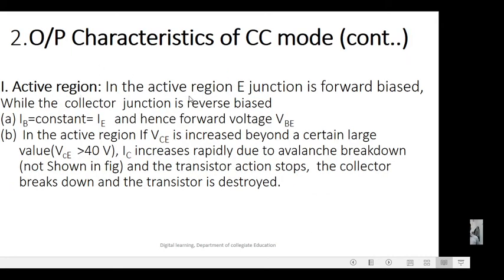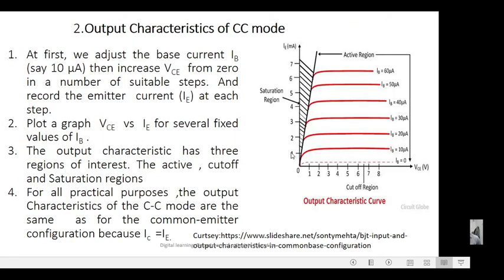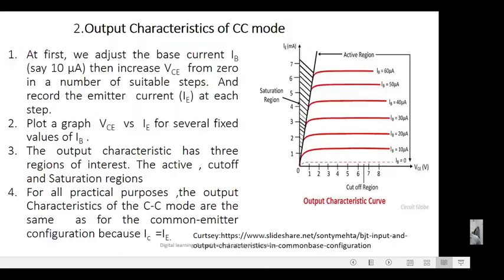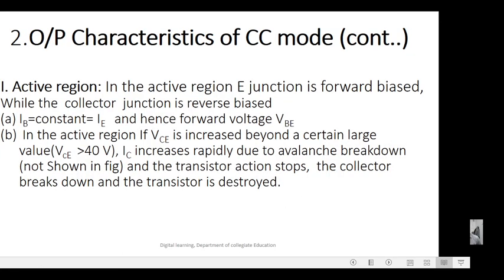Active region. In the active region, the emitter junction is forward biased while the collector junction is reverse biased. IB is constant, that is equal to IE, and hence forward voltage VBE. In the active region, if VCE is increased beyond a certain large value, VCE greater than 40 volts, IC increases rapidly due to avalanche breakdown, not shown in the figure, and the transistor action stops, the collector breaks down and the transistor is destroyed.